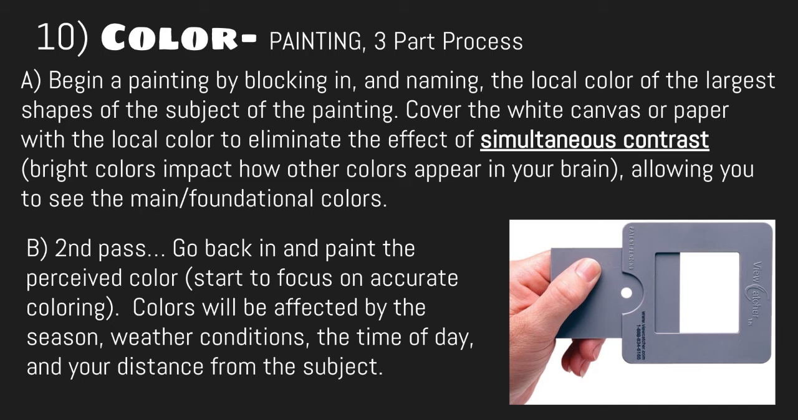And then C, the last thing, is really fine-tuning. You can just write fine-tuning for C. So you kind of take a step back after you've put the local color, which was step A. B is like lighting conditions, and C is like fine-tuning.